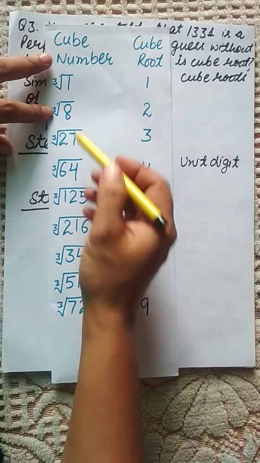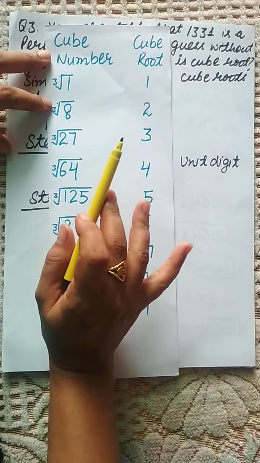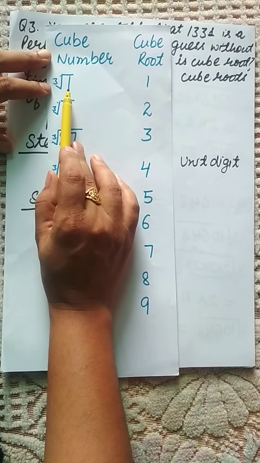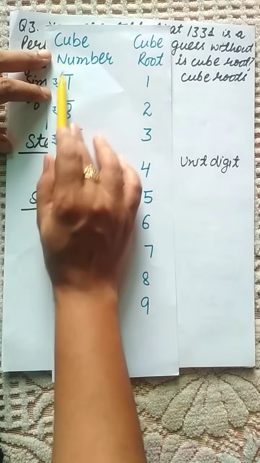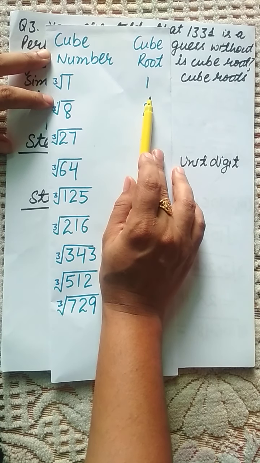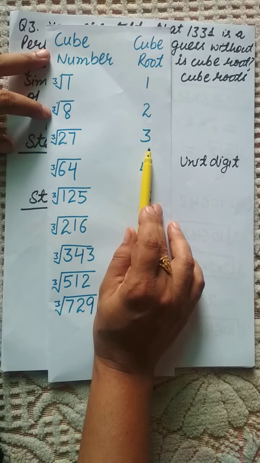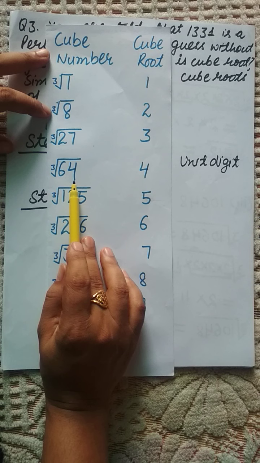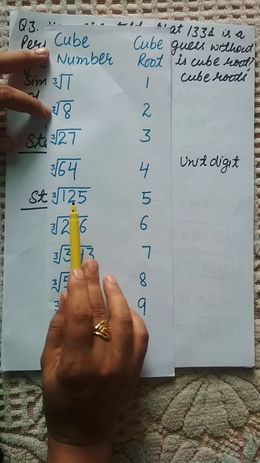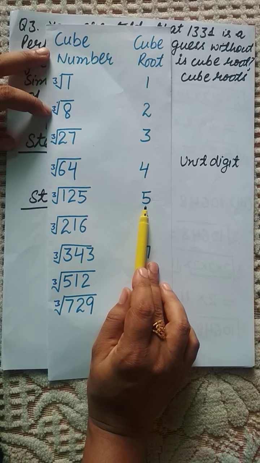For this I will see the cube root chart. Now I know that if any perfect cube has unit digit 1, then the unit digit of the cube root will be 1. If it has 8, then it will be 2. If it has 7, then the unit digit will be 3. If it has unit digit 4, then the unit digit of the cube root will be 4. If the cube number has the unit digit 5, then the cube root will have unit digit 5.